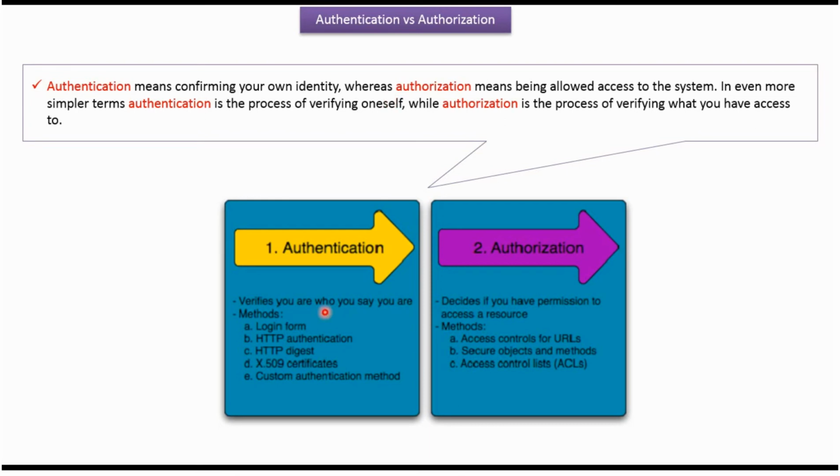So authentication verifies you are who you say you are, and there are different methods of authentication: login form, HTTP authentication, HTTP digest, X509 certificates, and custom authentication methods. And authorization decides if you have permission to access a resource. There are different methods, like access controls for URLs, secure objects and methods, and access control list.